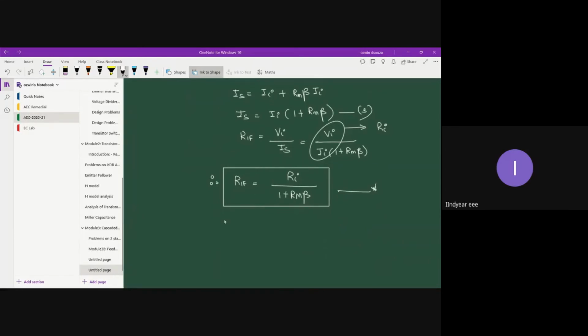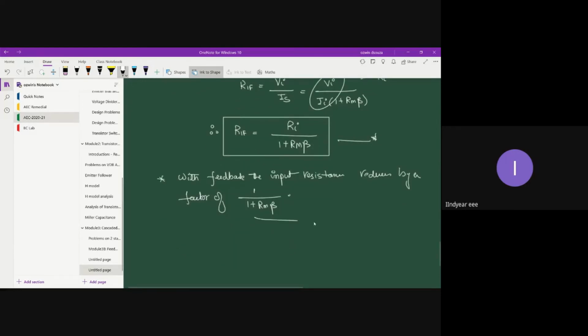Okay, so that is your expression for input resistance with feedback. So what is the takeaway? So it shows that, with feedback, the input resistance reduces by a factor of 1 divided by 1 plus gain times the feedback factor. Okay, so that's your expression for input resistance.